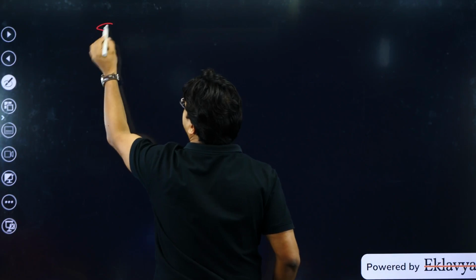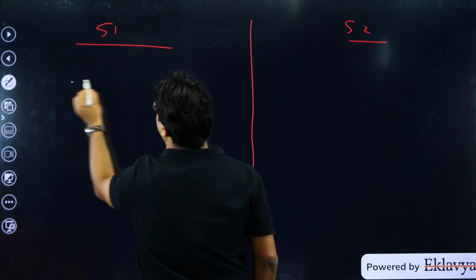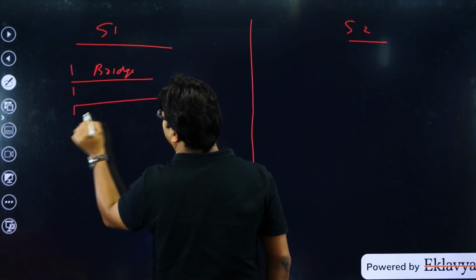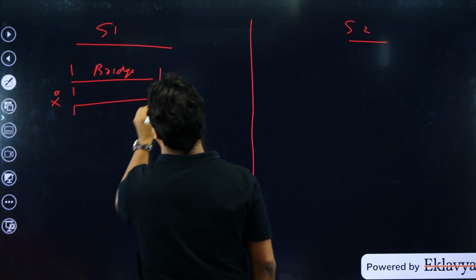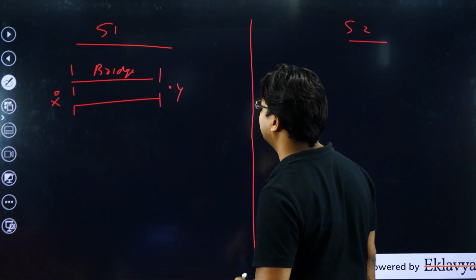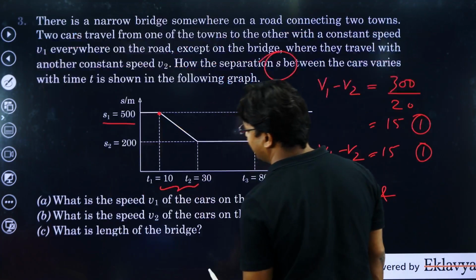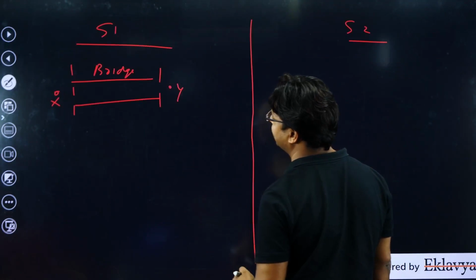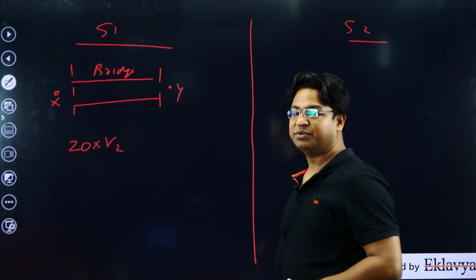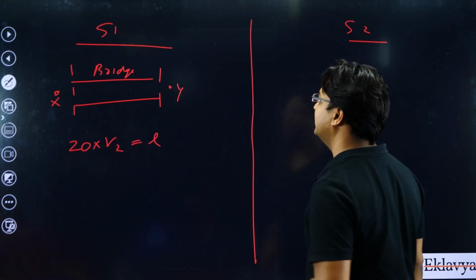Let me solve it scenario wise now. Scenario 1, scenario 2. What was scenario 1? If this is the bridge, then in scenario 1, X is still here and Y has got off. So Y took 20 seconds to cross the bridge. So we will have 20 into V2, because on the bridge the speed of Y would be equal to V2. This is equal to L. So in scenario 1, this is the situation.